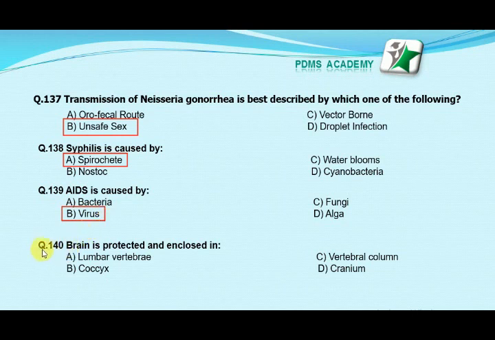Our next MCQ is: the brain is protected and enclosed in. Option A, lumbar vertebrae. Option B, coccyx. Option C, vertebral column. Option D, cranium. Our correct answer is D, cranium.